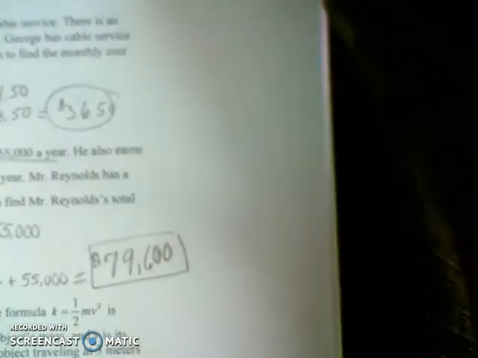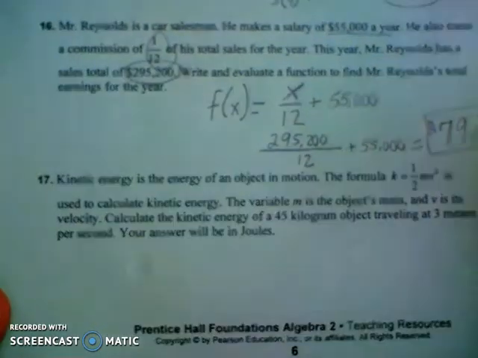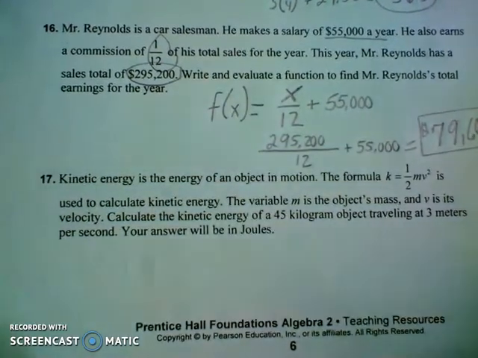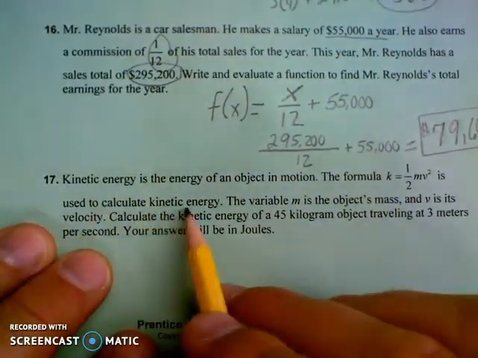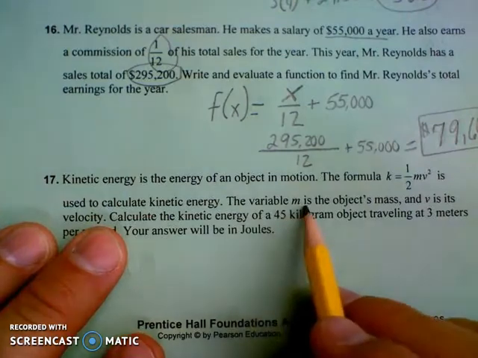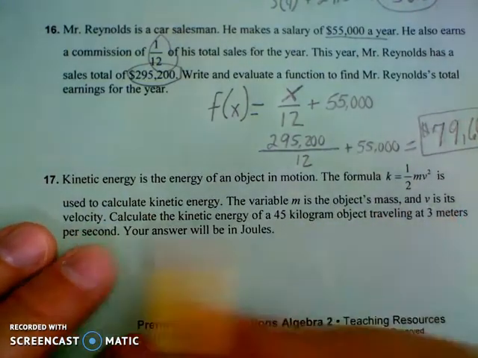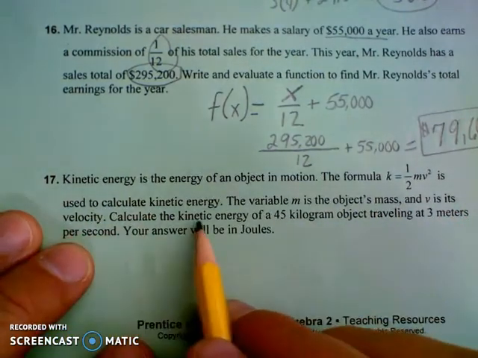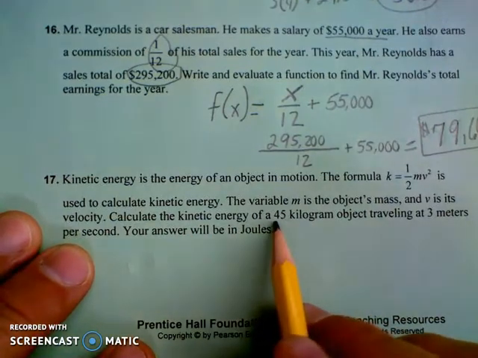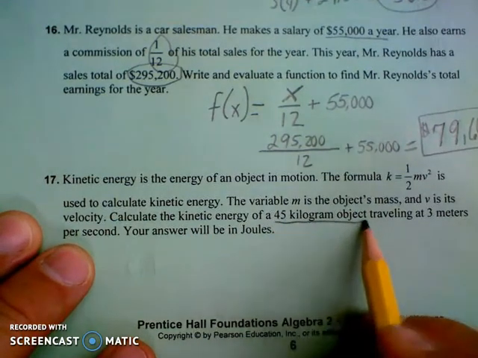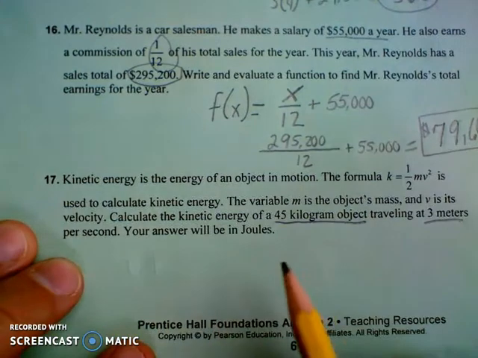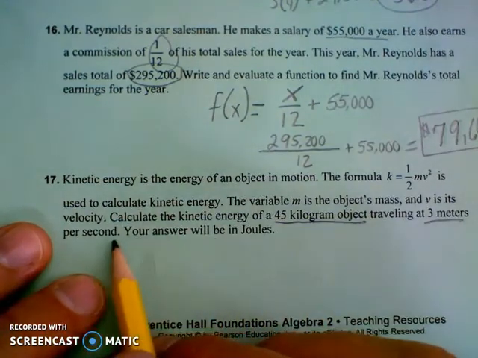Kinetic energy is an object in motion, right? Einstein, science class. You guys have learned this before for a long time. So, the formula of K equals 1/2 mv squared is used to calculate kinetic energy. The variable m is the object's mass and v is its velocity. Calculate the kinetic energy of a 45 kilogram object traveling at 3 meters per second. Your answers will be in joules.